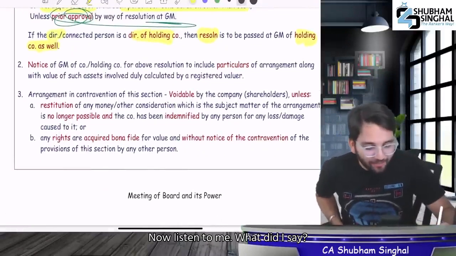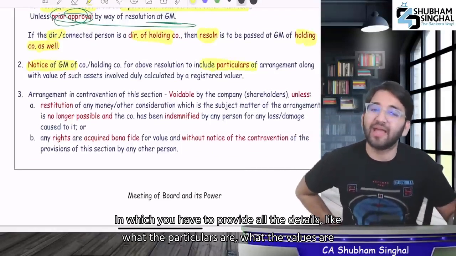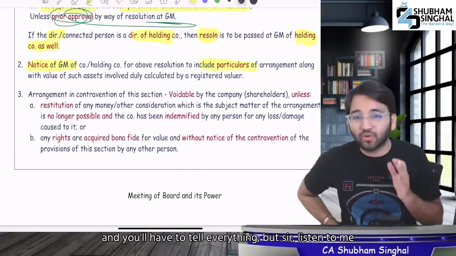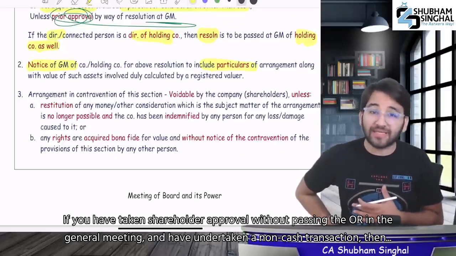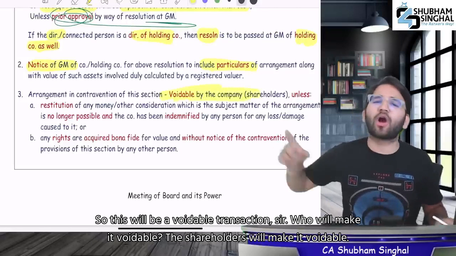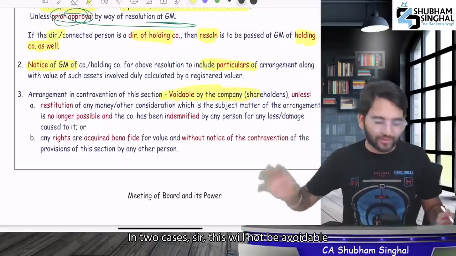Now listen to what I'm saying. You will have to send the notice of the general meeting in which you have to provide all the details, like what the particulars are and what the values are, and you'll have to tell everything. But if you didn't take the shareholder approval and did a non-cash transaction without passing the resolution in general meeting, this will be a voidable transaction. The shareholders can make this transaction voidable, unless it falls in two cases.